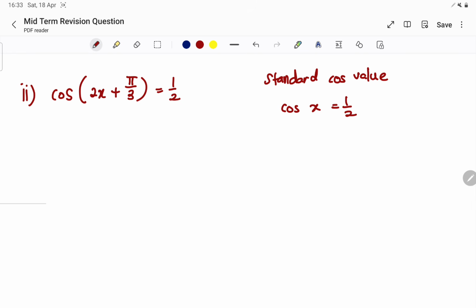1 over 2. Okay, for cos x equal to 1 over 2, using the table or the trigonometric quadrant just now, we know that in the first quadrant all are positive, second quadrant sine is positive, third quadrant tangent is positive, the fourth quadrant cos is positive. Right now our cos x is equal to 1 over 2, where it is positive, right? So it could be at the first quadrant here and at the fourth quadrant. Okay, so you can find the value of x here.